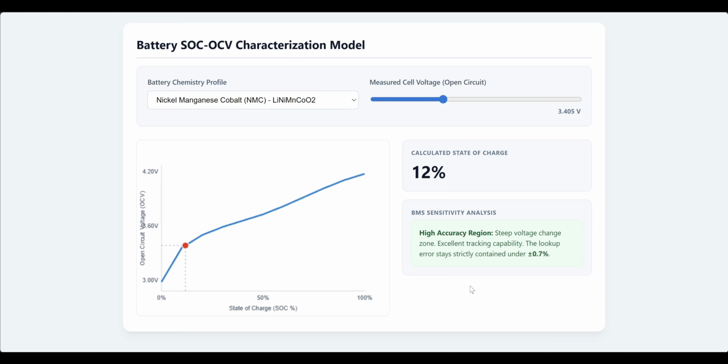So in this particular tutorial, we will be looking into the SOC OCV curve based on different cell chemistries, and how the voltage sensor reading is more important when we are dealing with such curves, and how accurately we can measure the voltage to predict the SOC based on that particular voltage.